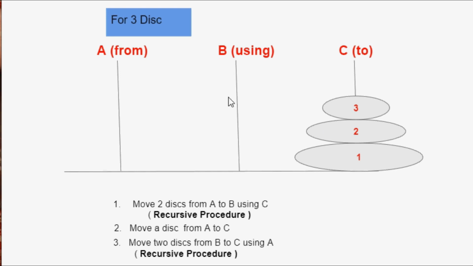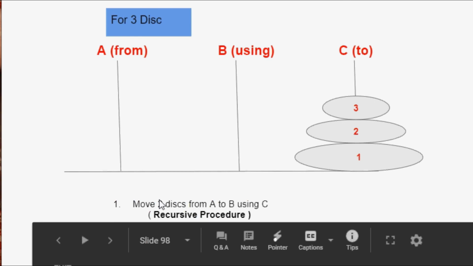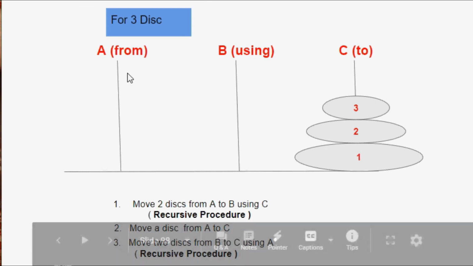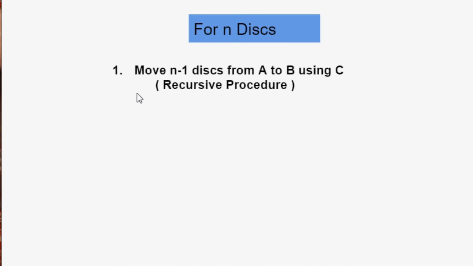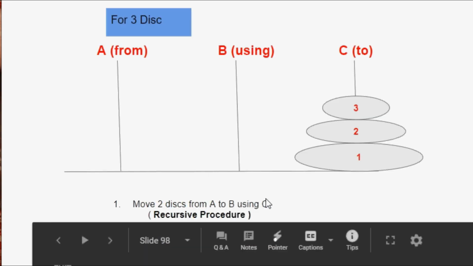For example, here I was having 3 disks, so I was moving 2 disks. If I would have had 4 disks here, I was supposed to move 3 disks. So if there are n disks here, I am supposed to move n minus 1 disks with a recursive call. So here the steps are written. You just need to make a comparison between the two. If I have n disks, I am moving n minus 1 disks from A to B using C. The same thing that I have written here: A to B using C.